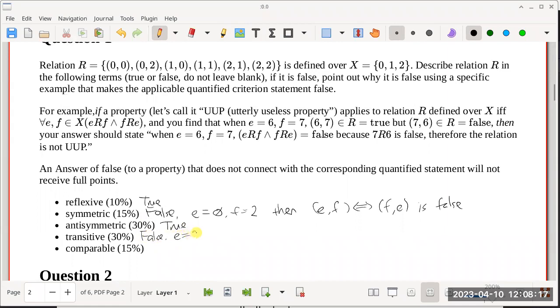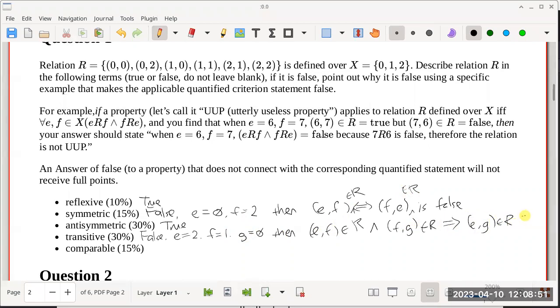So you say when E equals 2, F equals 1, and then G equals 0, then EF, oh, okay, never mind, I forgot about E in R here. Okay, there we go. So EF in R is true, FG in R is also true, but implying that EG is in R, the implication itself is false. So are we good so far?